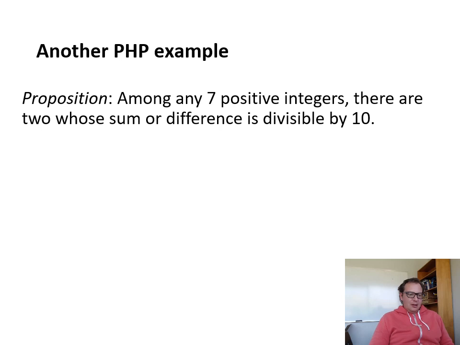Okay. So let's do another one, and this one is even more involved, and it also uses the pigeonhole principle. So here's a proposition: among any 7 positive integers, there are 2 whose sum or difference is divisible by 10. So this proposition has a very similar structure to the previous one. The key difference is that now we are allowing that sum or difference is divisible by 10, not just difference. So let's try to use the pigeonhole principle to prove this.